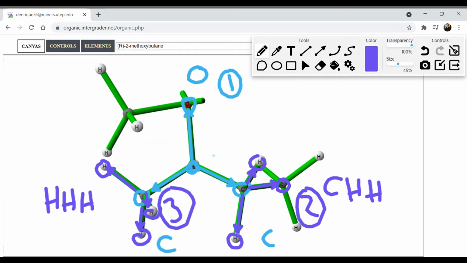So now what's left to do, I'll just go ahead and do an arrow. We're going to go from the 1 position to the 3 position. So 1, 2, 3. It's going right there to the right, so it's R conformation.